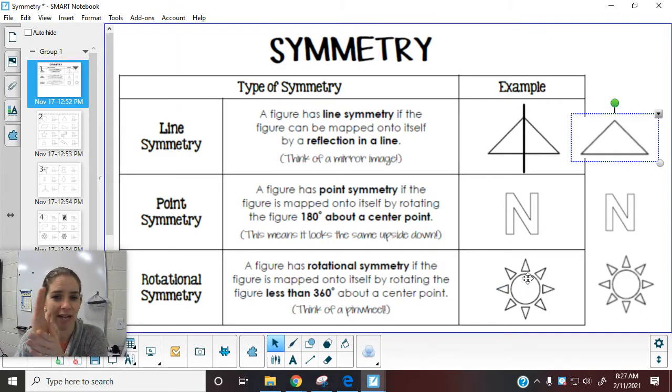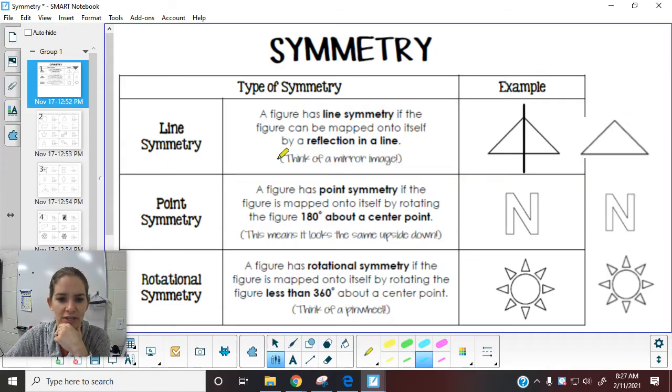Now, that line does not have to be straight up and down. It can be sideways, it can be at a diagonal, as long as the left side folds perfectly onto the right side, or vice versa, you are good. Okay, so that is your line of symmetry. Here's the key: you want to think of a mirror image on each side, or if you reflect it from one side to the other, it looks exactly the same.